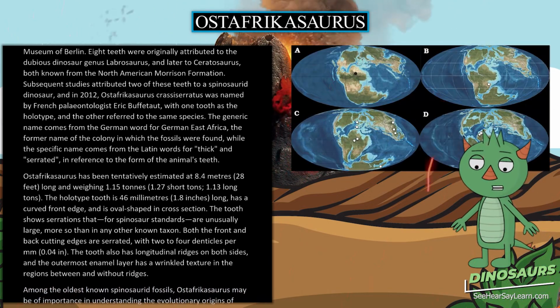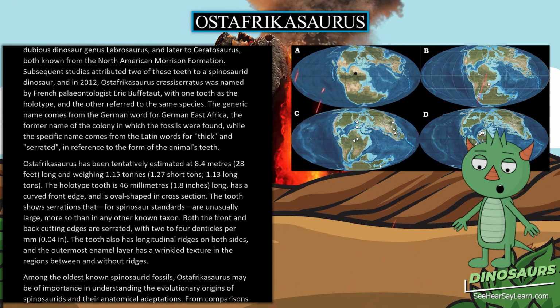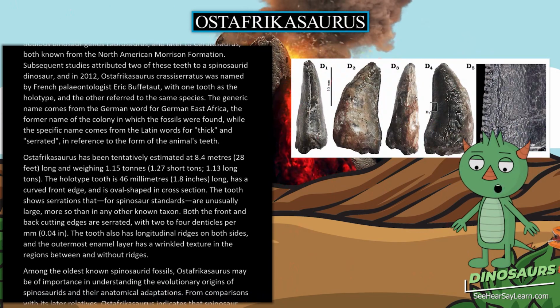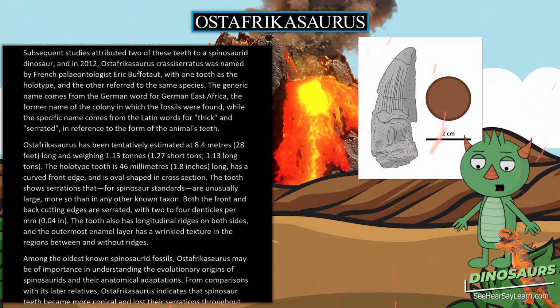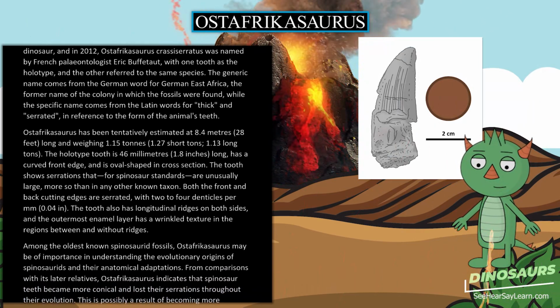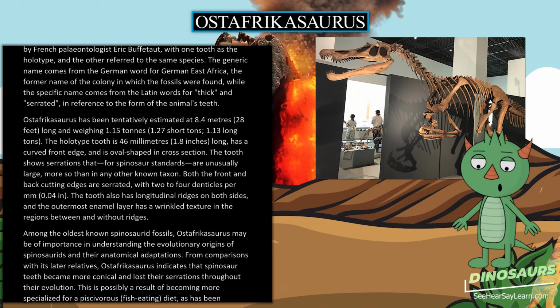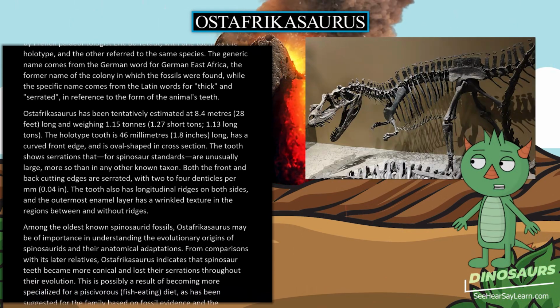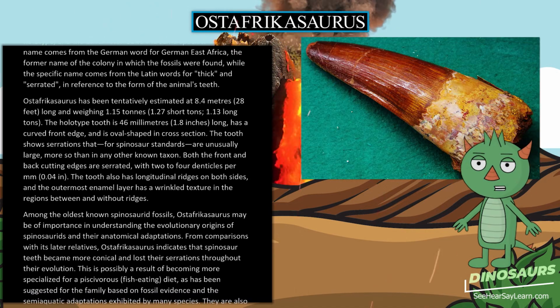Ostafrikasaurus has been tentatively estimated at 8.4 meters, 28 feet, long and weighing 1.15 tons, 1.27 short tons, 1.13 long tons. The holotype tooth is 46 millimeters, 1.8 inches, long, has a curved front edge, and is oval-shaped in cross-section. The tooth shows serrations that, for Spinosaur standards, are unusually large, more so than in any other known taxon.